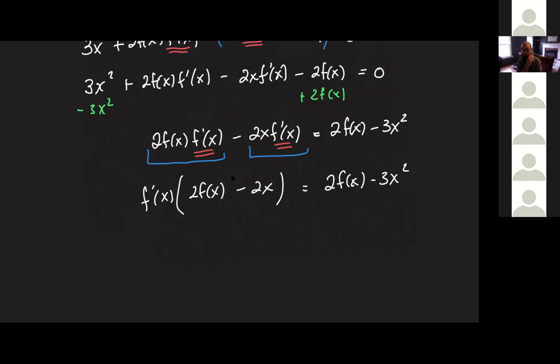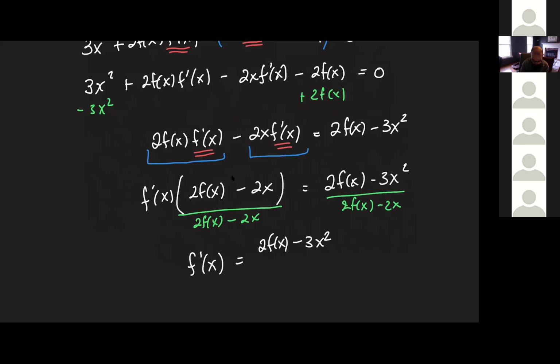Okay, and so that final step, what I can do is I can go through and then I'm going to divide, right? So I'm going to divide by this. I'm going to divide by this whole term on both sides, right? I'm going to divide by 2f of x minus 2x. And so the final result here is you get f prime of x is equal to 2f of x minus 3x squared divided by 2f of x minus 2x.